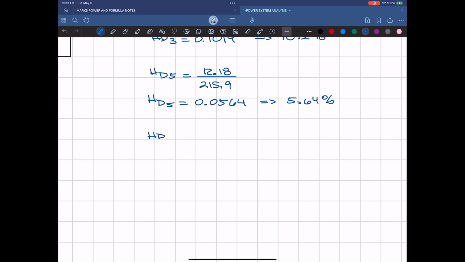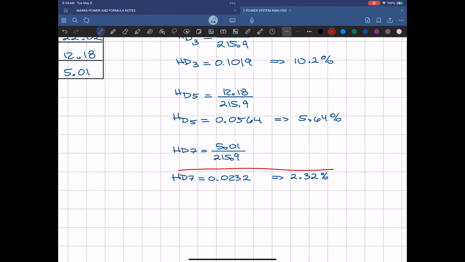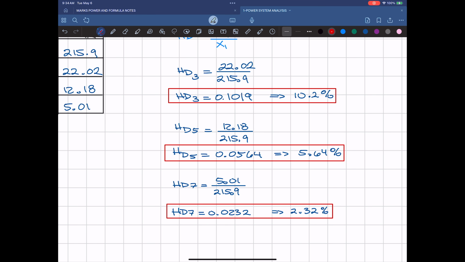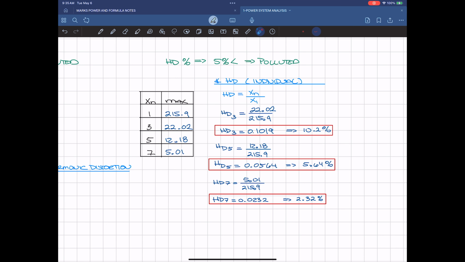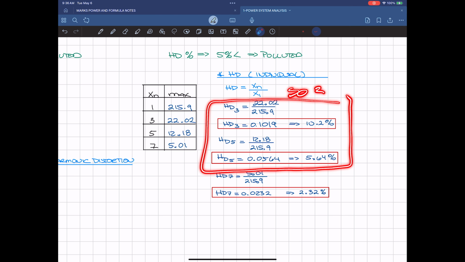Solving for harmonic 7, we have 5.01 over 215.9, which is going to give us 0.0232 or 2.32%. So what this does is actually tell us which individual harmonic is polluting the entire system. We can see that harmonic 3 and 5 are over 5% and contributing to the total harmonic distortion.